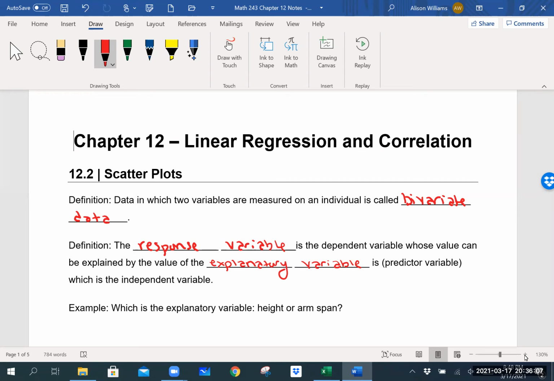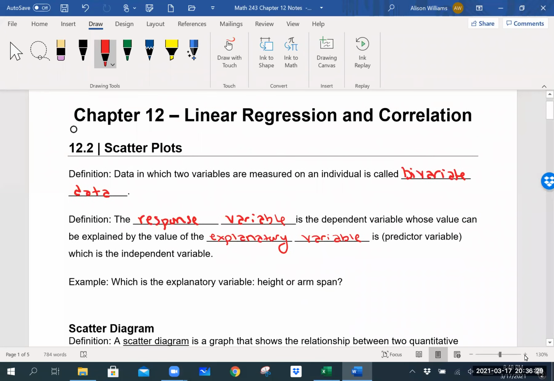Which one would we think would make more sense to be the explanatory variable? The height of an individual or their arm span? Well, most people, when we think of humans, we typically think of them as getting taller, not so much as their arms getting longer. We kind of feel like the arm length is somehow directly connected to their growth in height. So most people would say that the height would be the explanatory variable, and the response variable would be the arm span.